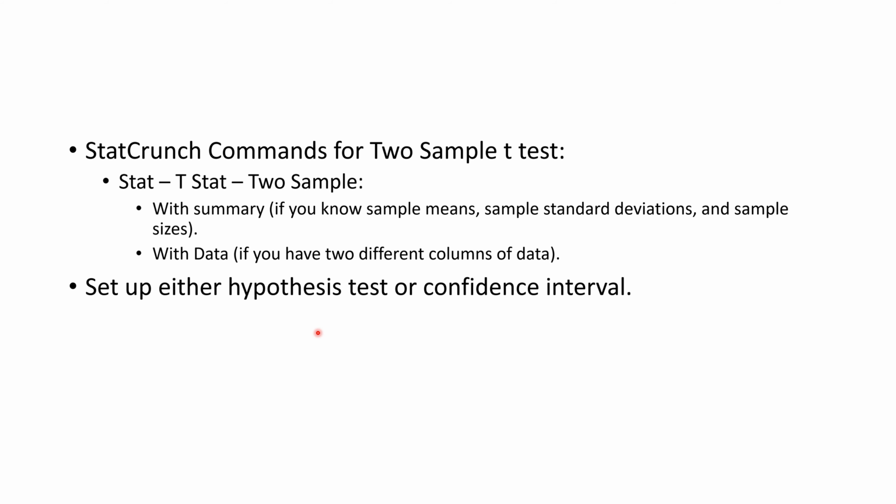Here is the StatQuant commands for two sample t-test, assuming the two samples are independent. We use the with summary option if you know the sample means, sample standard deviations, and the sample sizes. We use the with data option if you have two different columns of data. In StatQuant, you can choose to set up either a hypothesis test or a confidence interval.